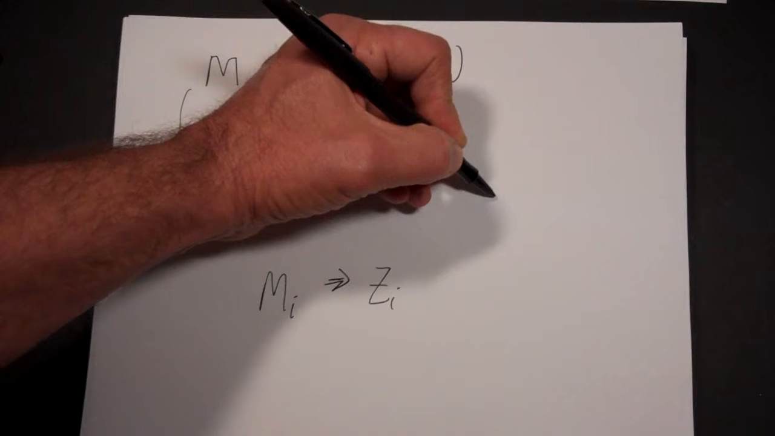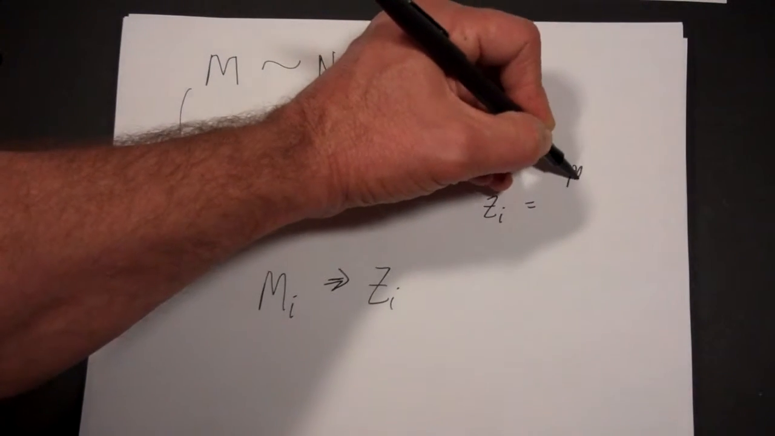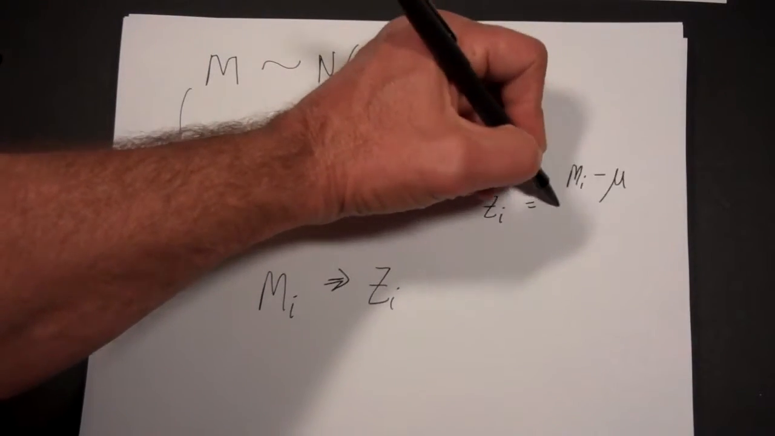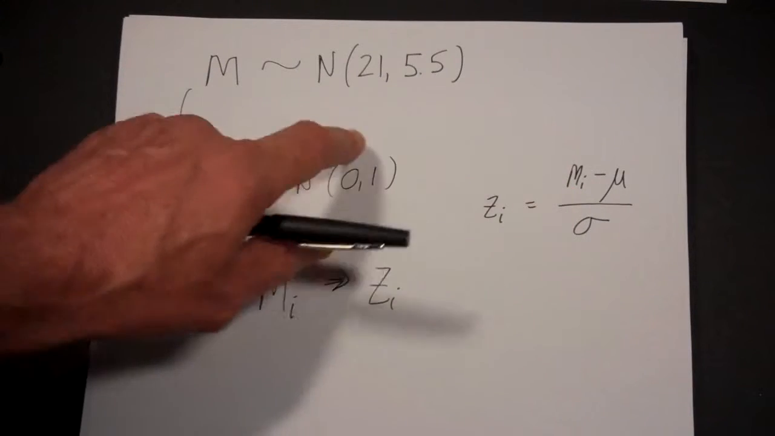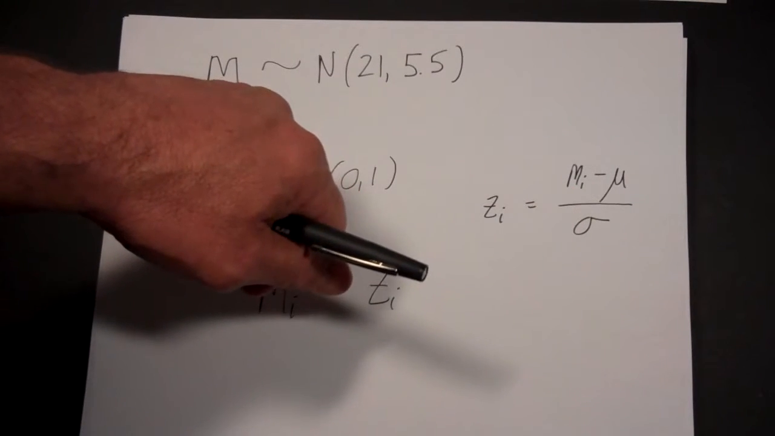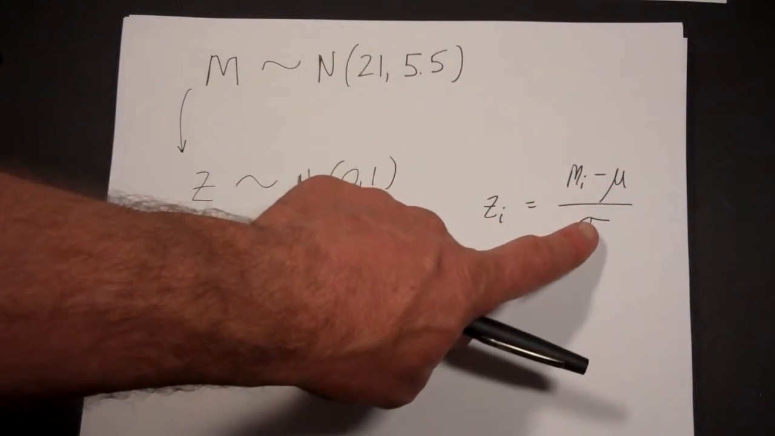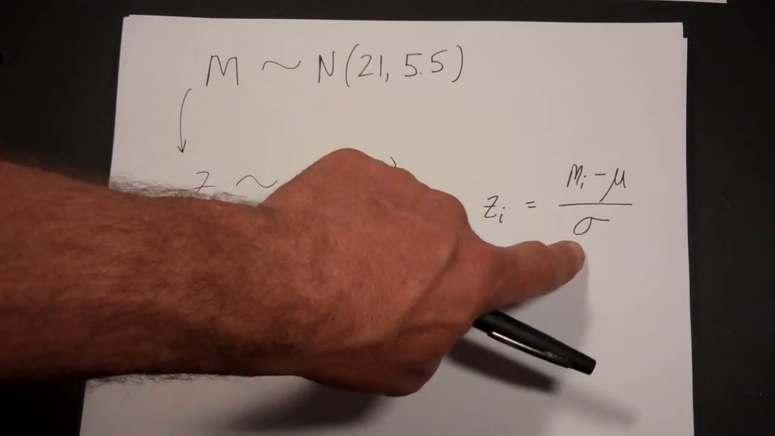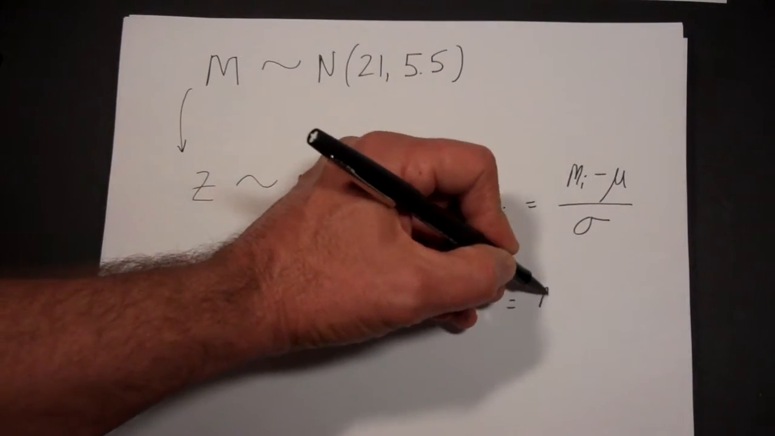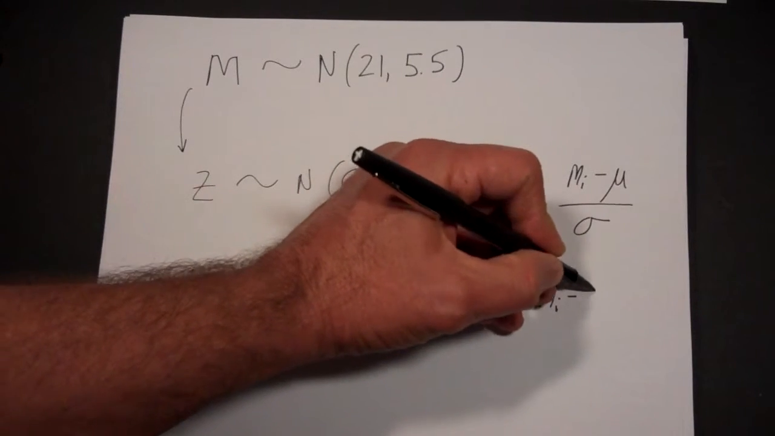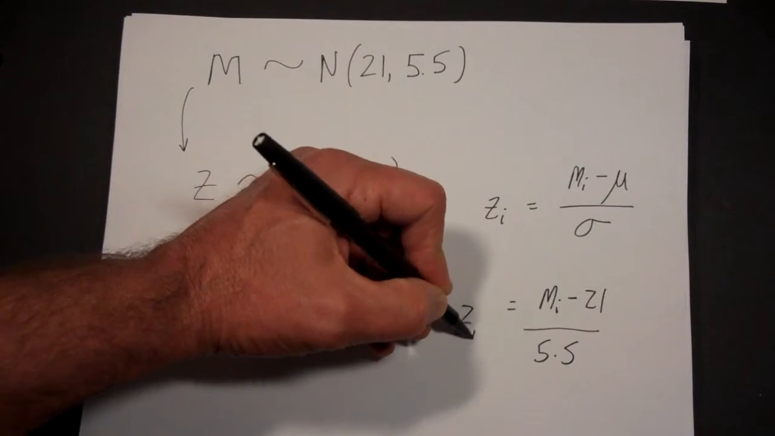The formula is zi is equal to mi minus mu over sigma, where mi is the value of the original normal distribution chosen at random, mu is the mean of that random variable, and sigma is the standard deviation of that random variable. So in this case, to transform it, you would go mi minus 21 over 5.5, and that would give you your zi.